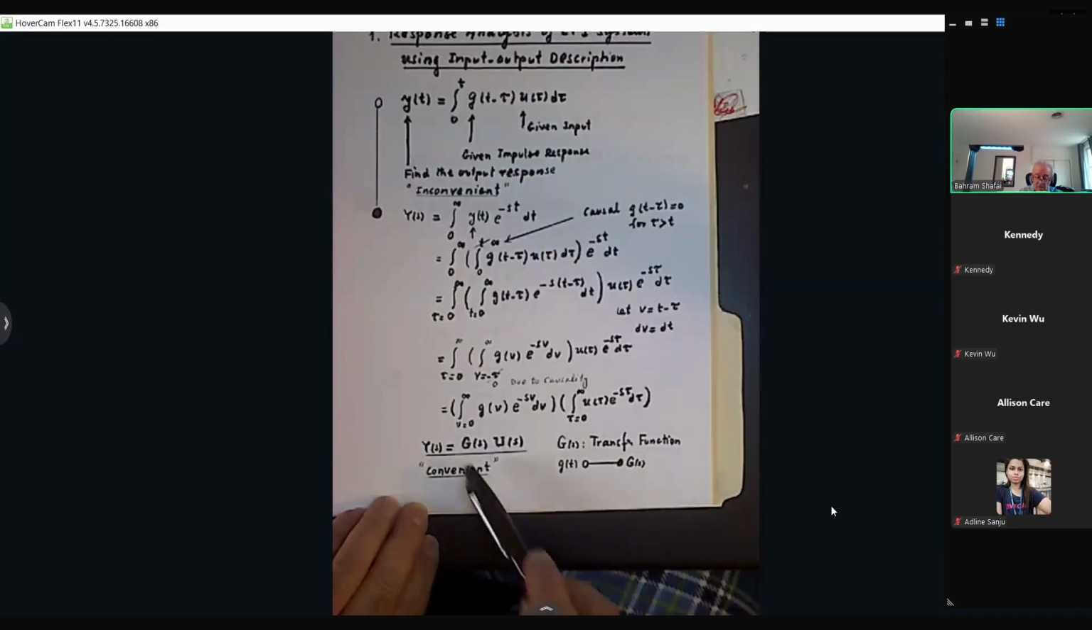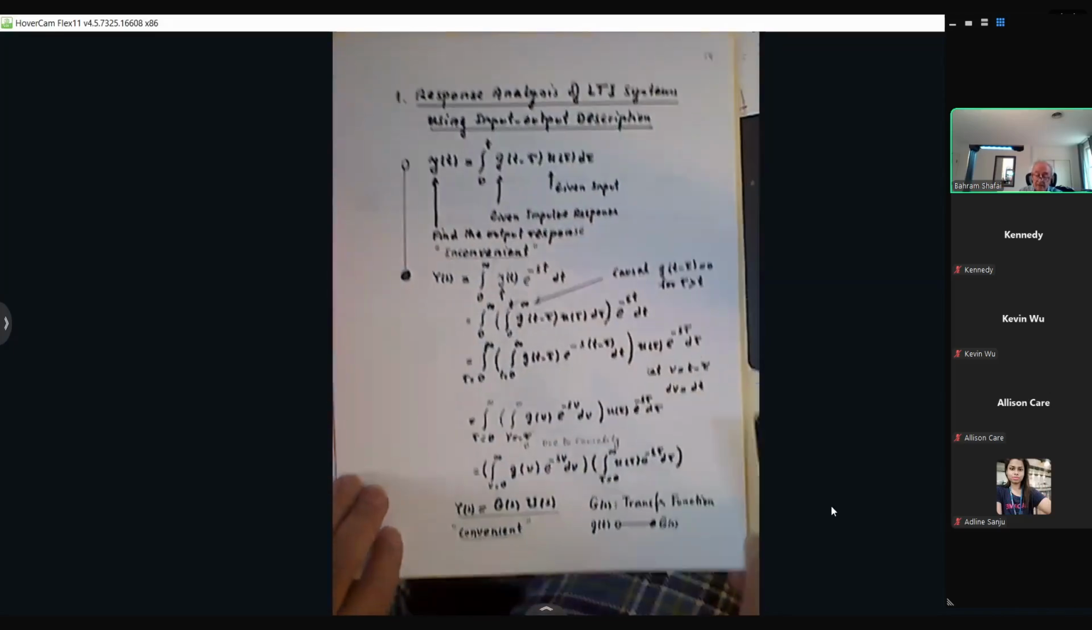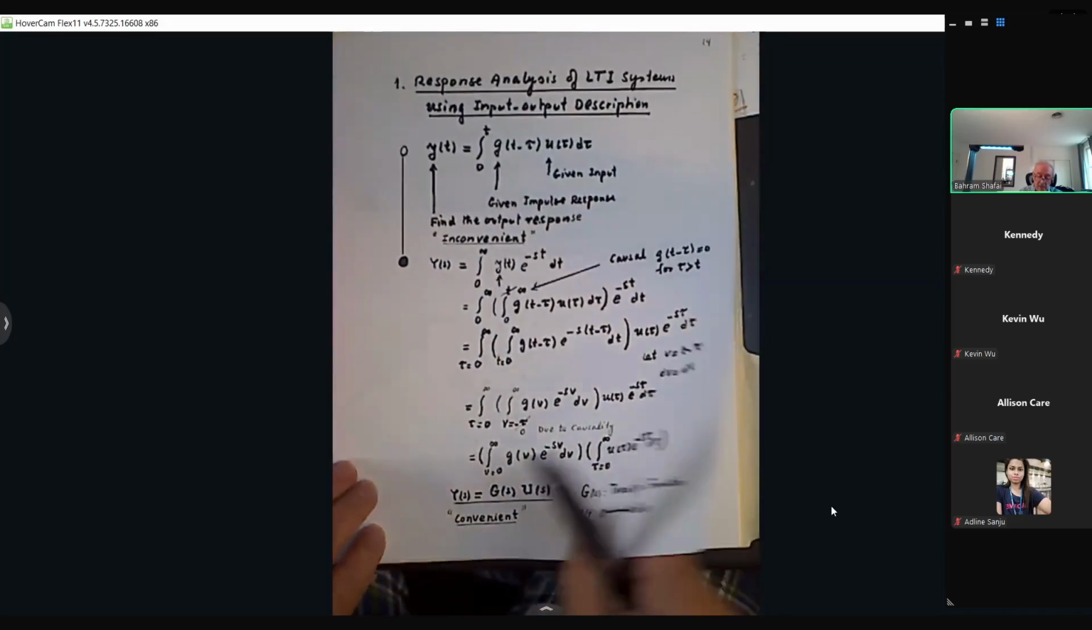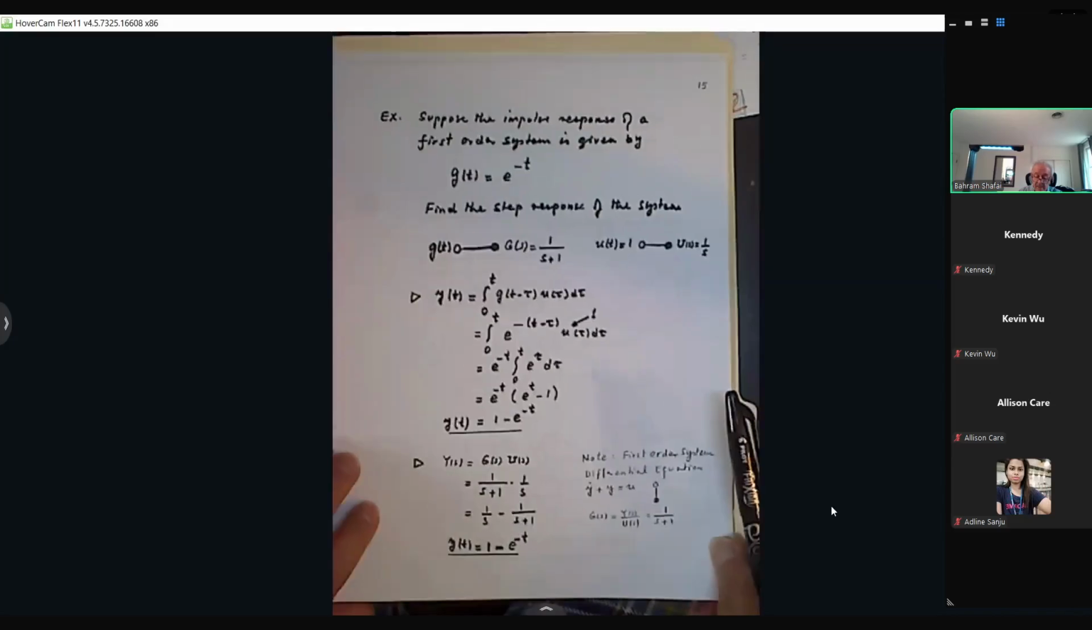Once you have the U, once you have the Y, you can find Y of s. Once you have Y of s, you can find y of t. Although you can use this integral expression to find y of t if u and g are given. Here I give you two examples to see how this is done.